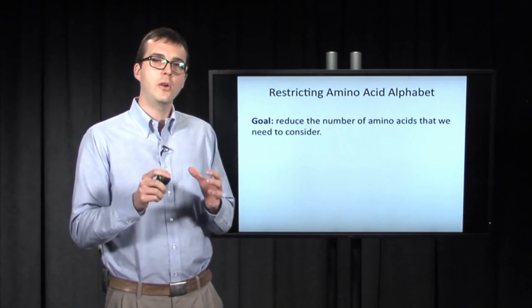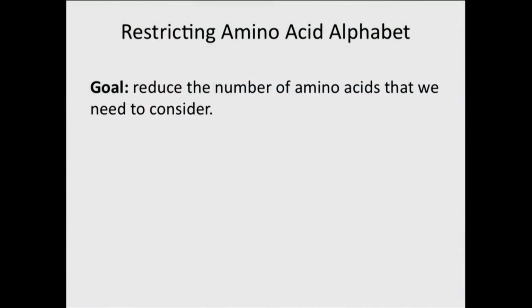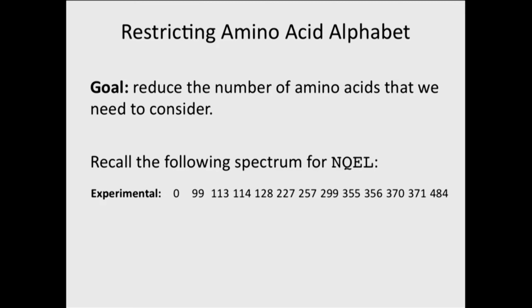So our goal here is to get the number of amino acid masses that we consider down. We've got to reduce these. So we've got to go from 144. Wouldn't it be nice to knock that down to 50 or 20 or even 10 in a great scenario? So let's recall this spectrum that we had, this hypothetical experimental spectrum. And let's just see what we notice about it.